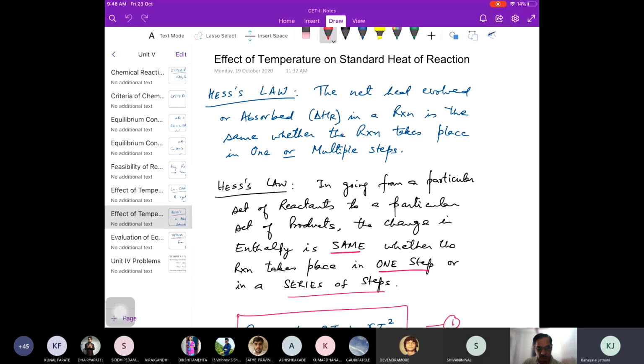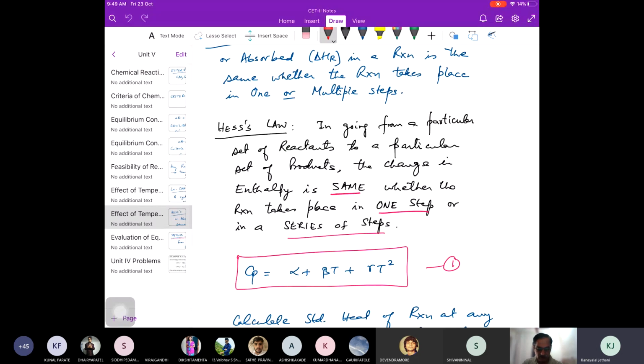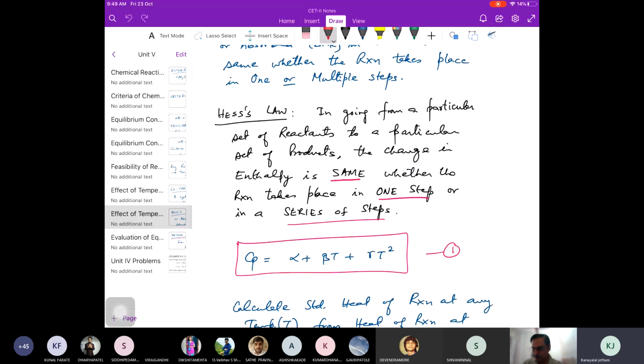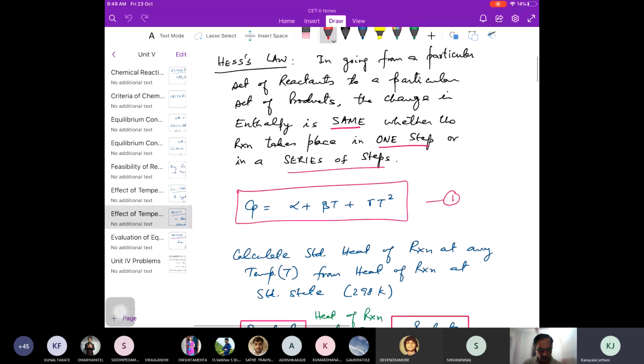We start with Hess's law. It's just a revision of that. The net heat evolved or absorbed, delta HR, in a reaction is the same if the reaction takes place in one step or multiple steps. We saw this. Or you can say in going from a particular set of reactants to a particular set of products, the change in enthalpy is the same whether the reaction takes place in one step or in a series of steps. Right? Take one reaction, two reactions, three reactions: if the reactants and products are the same, then the sum of those reactions is the heat of the single reaction.